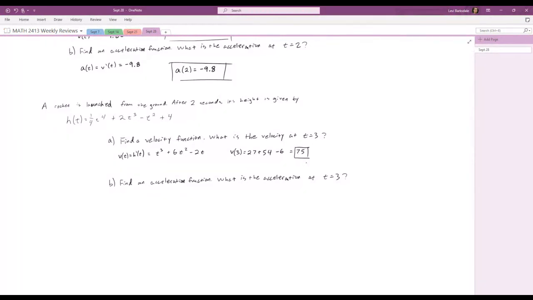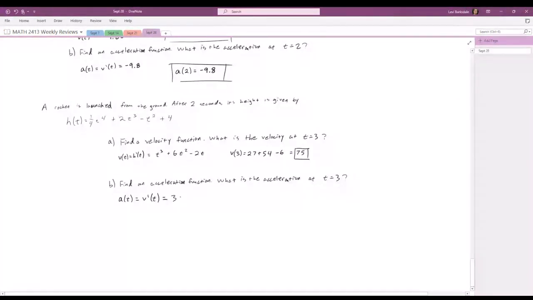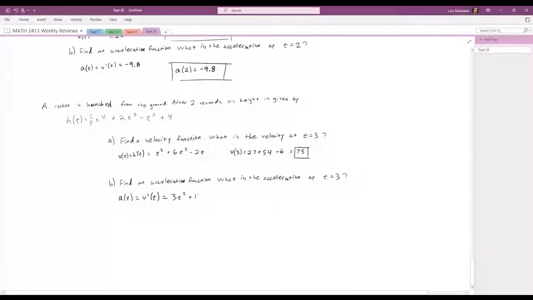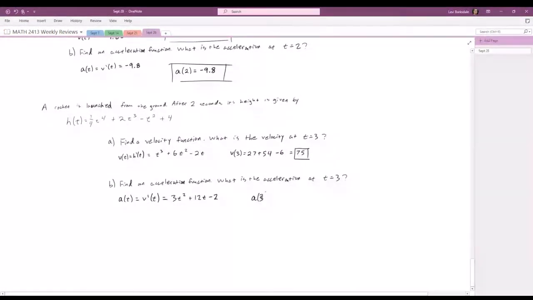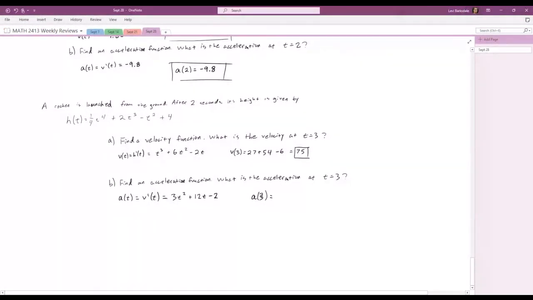but that's okay. Now we could find our acceleration function, and that's going to be our derivative of velocity. So our velocity function was t cubed plus 6t squared minus 2t. Derivative, we basically just use the power rule a bunch. And then we can find our acceleration at time 3. And that would be 3 times 3 squared... 61. Perfect. Any questions?